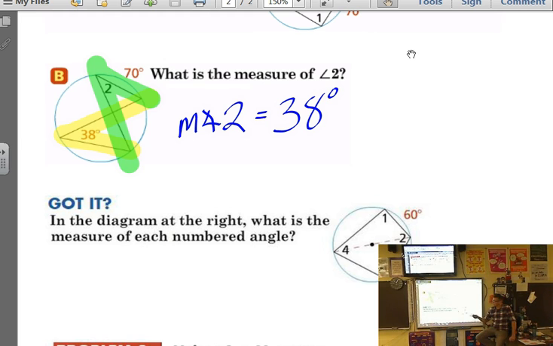What do the colors have in common? They're the same shape. Yellow goes to here, and yellow goes to there. Green goes to there, and green goes to there. They're intercepting the same arc. So then what if I asked you what the arc measure was? Michelle? 76. 76, because it would be twice that angle.